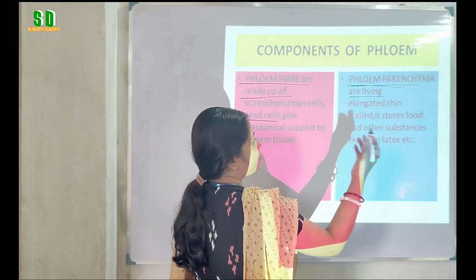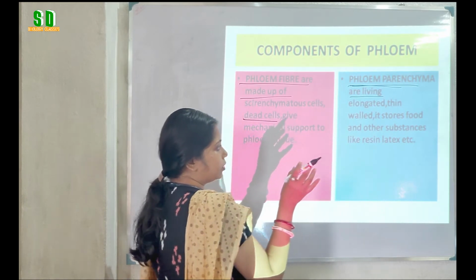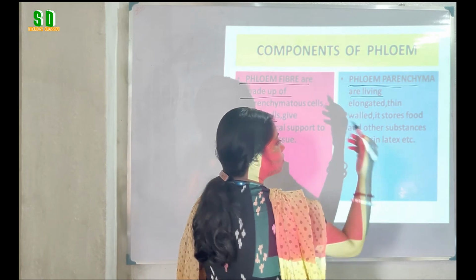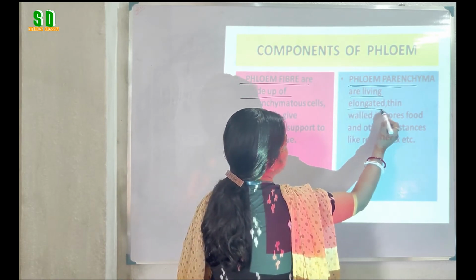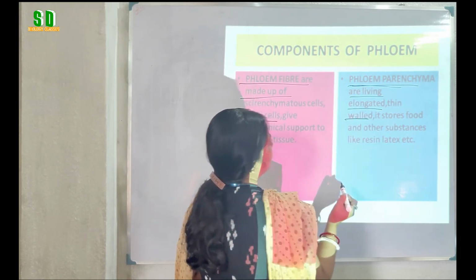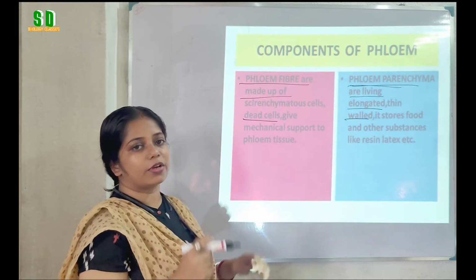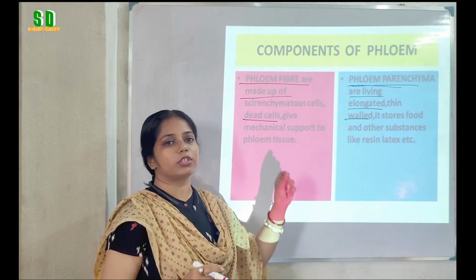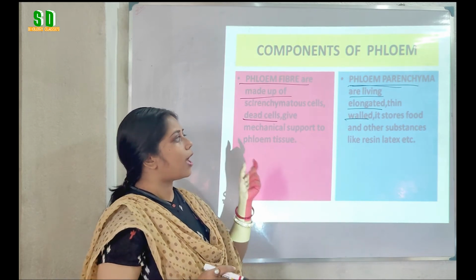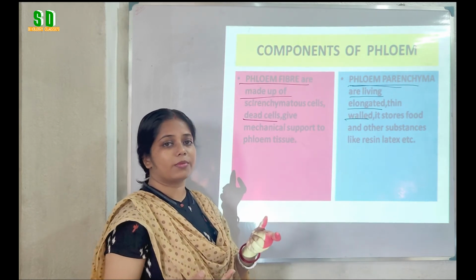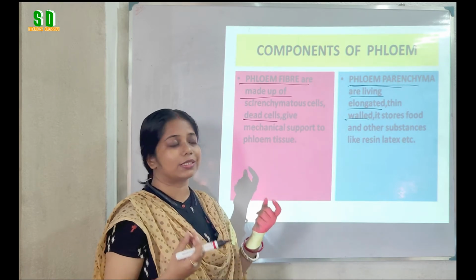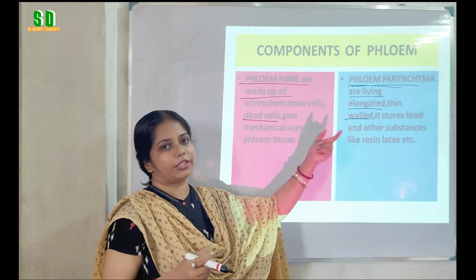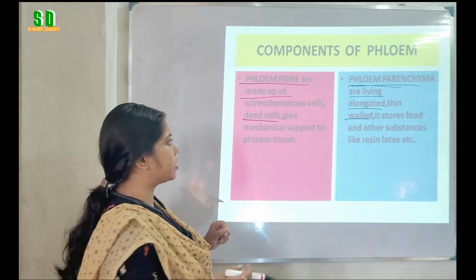So what type of cells is it mainly made up of, or what are the features of it? It is elongated and thin walled. From the name phloem parenchyma you can understand that mainly parenchymatous tissues are present in the phloem tissue that make the phloem parenchyma. As the features of parenchymatous tissue, we know that the cell wall is thin and the cells are elongated. So here also we are getting the same features of the phloem parenchyma.